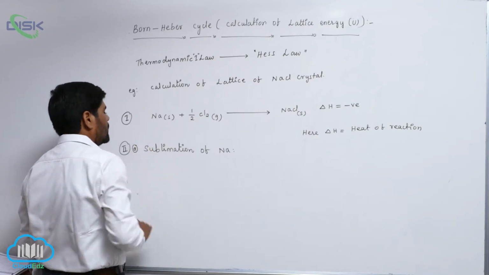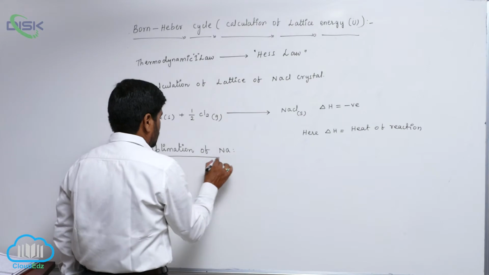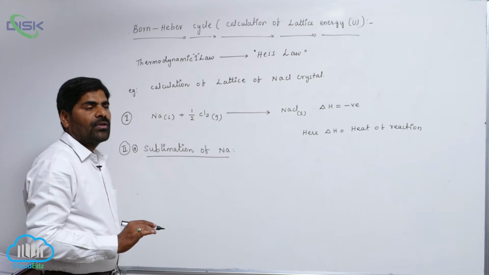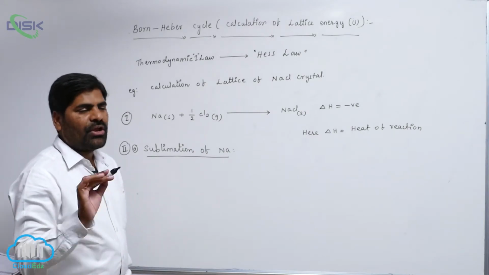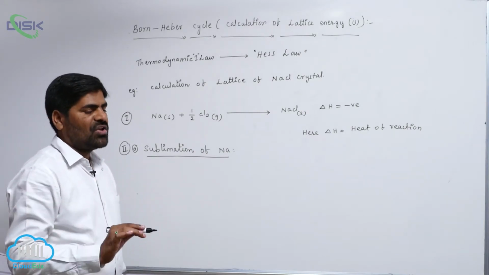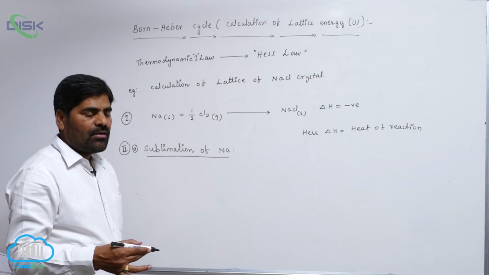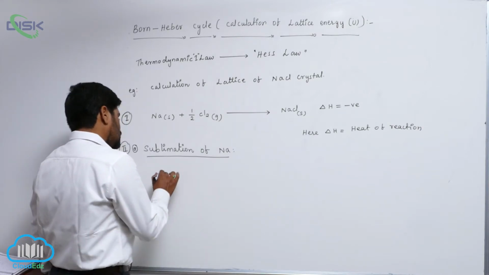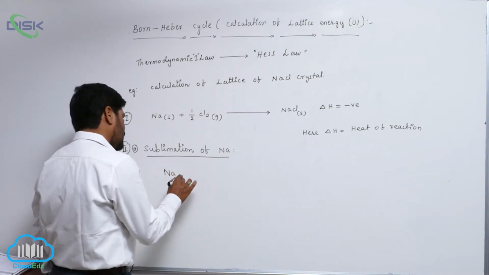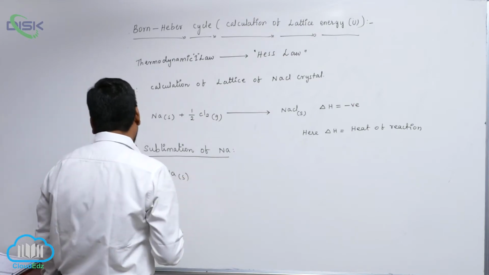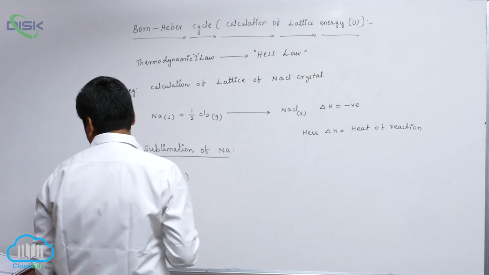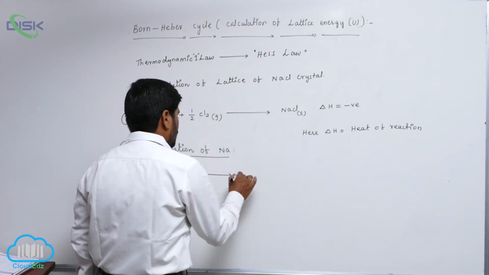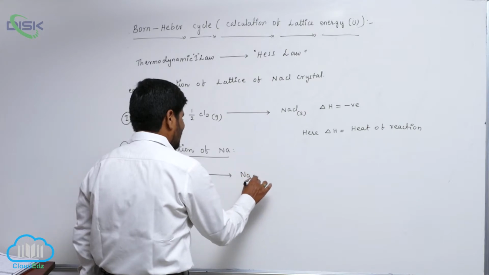This is A. First one is sublimation of sodium. Sublimation means solid directly converts into its vapor without forming any liquid. Solid directly converts into which one? Its vapor. So therefore sodium solid directly converts into which one? Sodium gas.